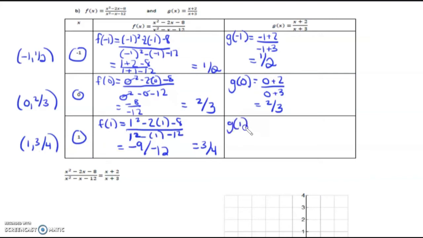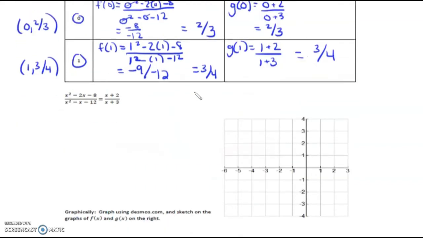Now g at 1 equals 1 plus 2 over 1 plus 3, so we get 3 over 4. Okay, so just taking a look at a couple random coordinates, we can see that these look equivalent. Now let's actually prove this algebraically, and this is the only real way of proving this, okay?